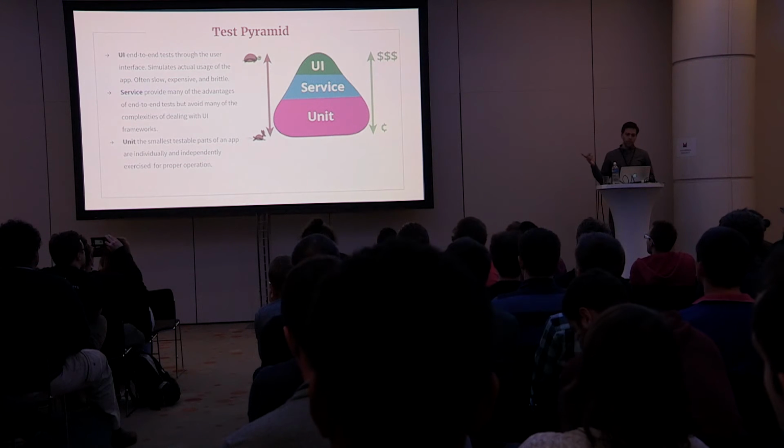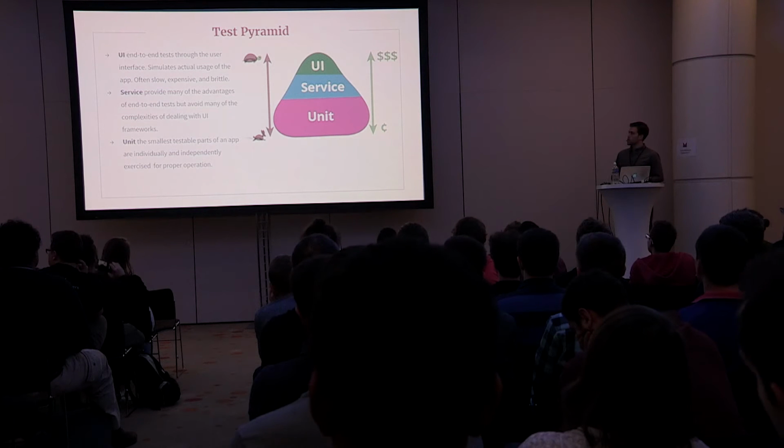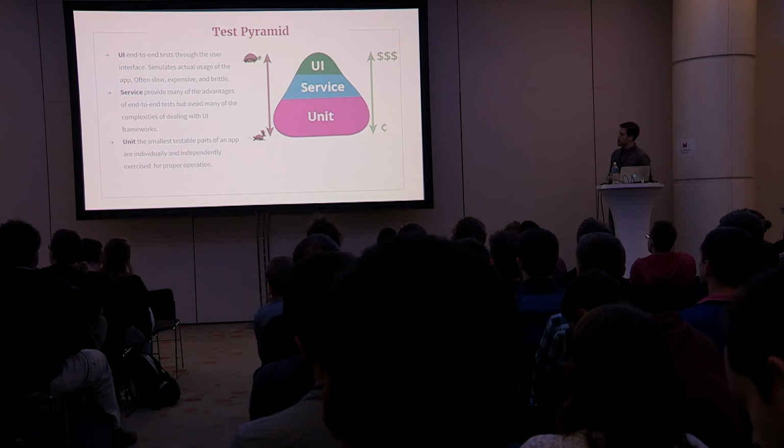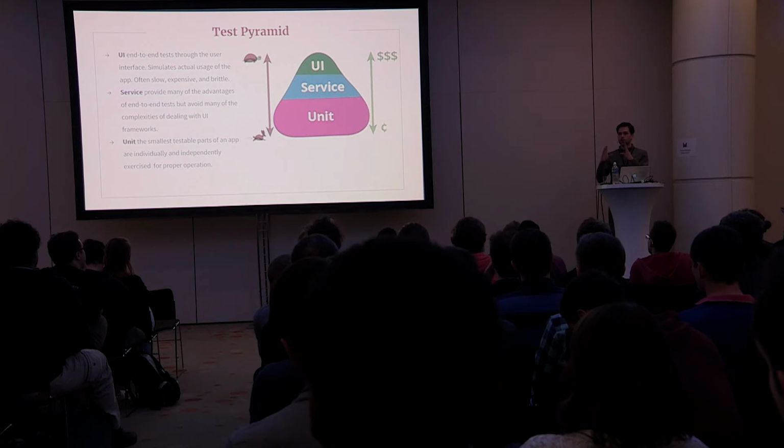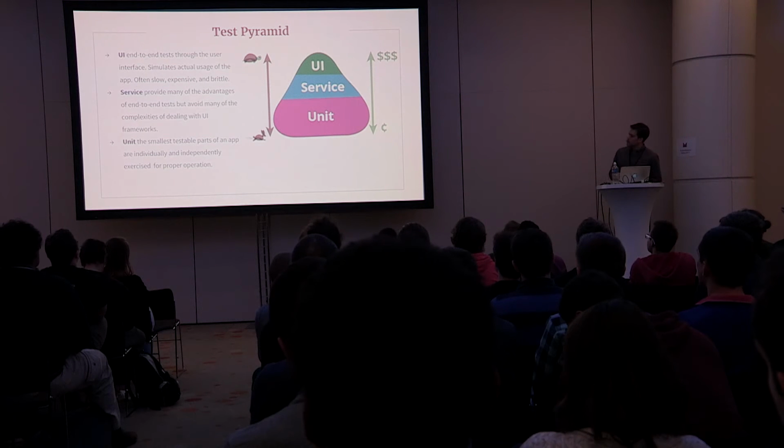And so anyone who adheres to this sort of principle when they're thinking about their testing strategy wants to make sure that they have the greatest number of unit tests and then a smaller number of service or integration tests, and then even fewer than that, UI or end-to-end tests. And there's some definitions there on the side that kind of describe what each of these do.